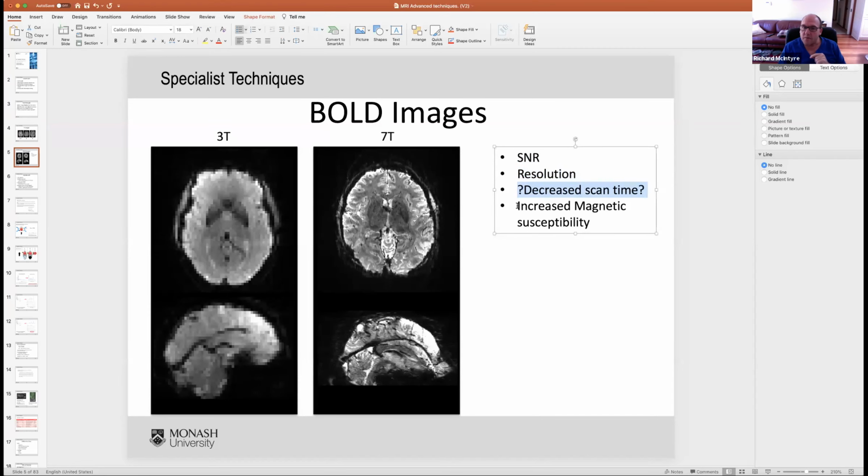Another point that we get is increased magnetic susceptibility. If we get a metal clip in the brain, for instance, that's going to show a black hole at 1.5T because of magnetic susceptibility, then that's going to show a bigger black hole at 3T and an even bigger black hole at 7T. So anything that causes magnetic susceptibility gets amplified in higher Tesla images.